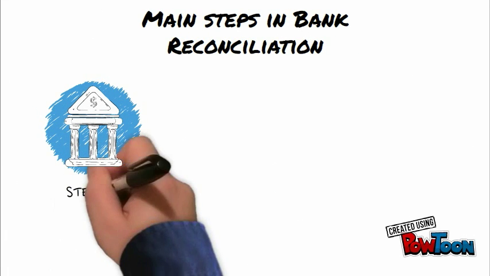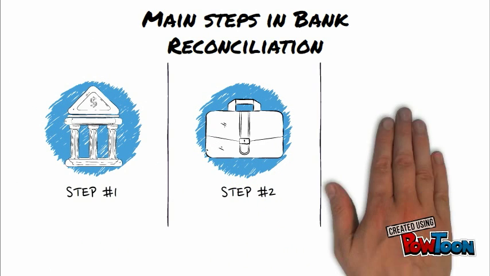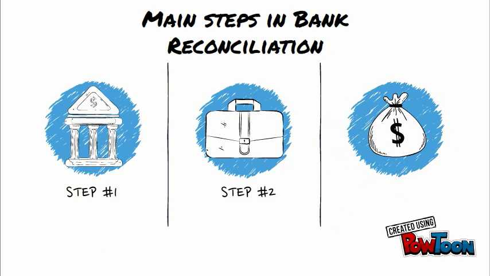So, to reiterate, Step 1 is reconcile the bank balance to the actual cash balance, Step 2 is to reconcile the company's book balance to the actual cash balance, and Step 3, adjust the company's book balance to the actual cash balance.